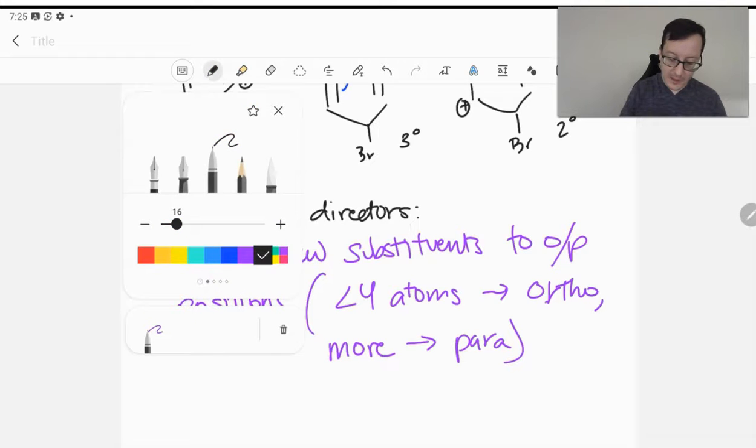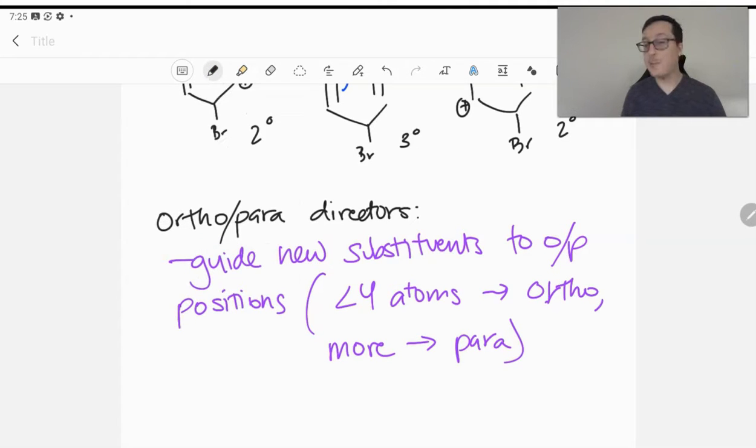And we're going to see that we can classify ortho-para directors in several ways. Well, directors in general, we're going to see that some substituents will guide new substituents to ortho-para positions. We're going to see a few others later on that will direct them to meta positions. And so it's simply a matter of learning what qualifies as an ortho-para director versus a meta director.